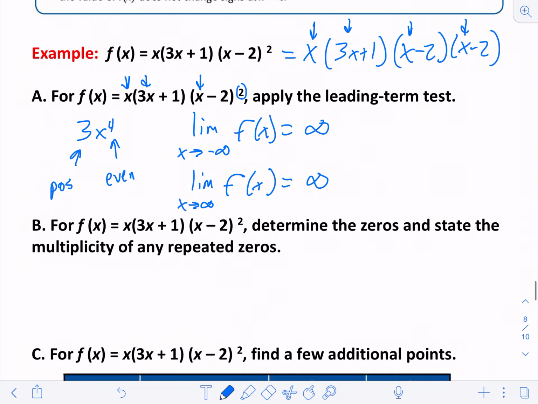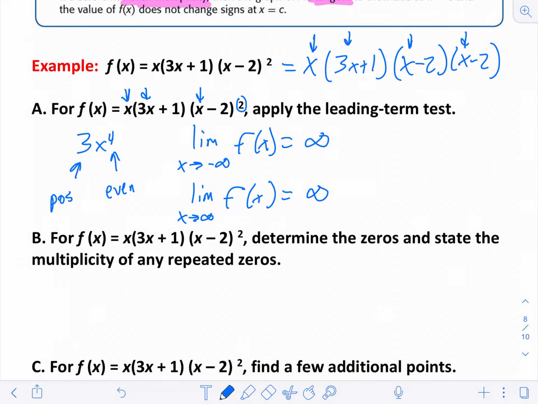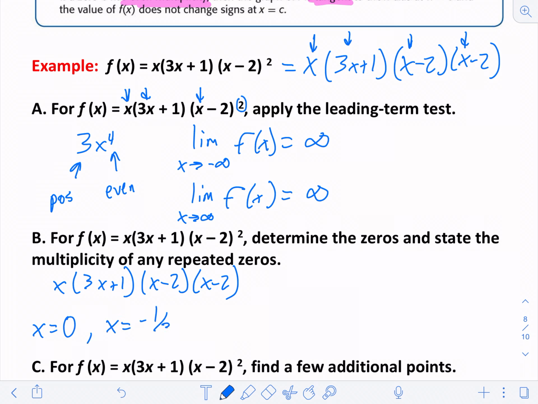Next, let's talk about the zeros and the multiplicity. Can I factor that? Well, it's already factored, right? We did that up there: x, 3x plus 1, and then x minus 2 and x minus 2. So what are my zeros going to be? x could be equal to 0. x could be equal to negative 1/3, right?